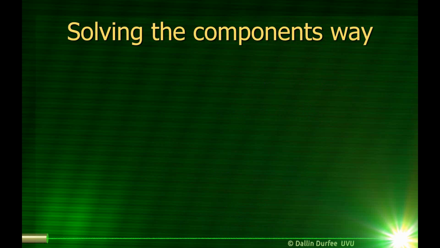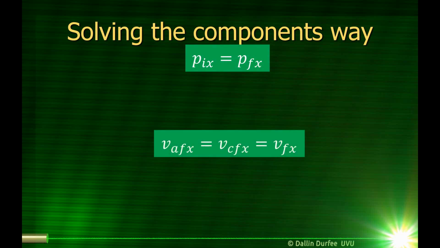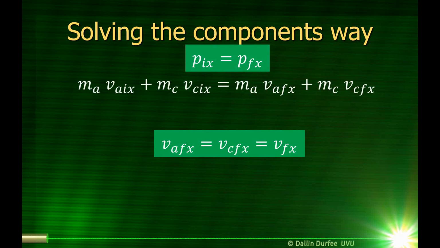So we can solve this in terms of components. We can just think about the x component. So the initial x component of momentum equals the final x component of momentum. And then, once again, if their two final velocities are the same, the x components of their final velocities have to be the same.